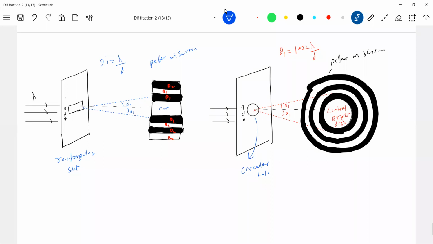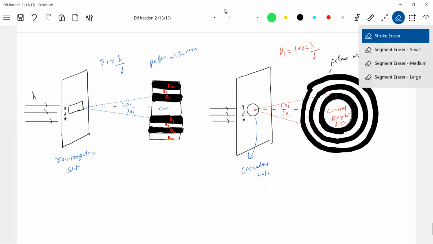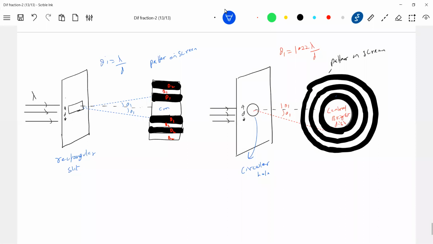So look at the first minima. This is nothing but the radius of the central bright disk. We can also take it that way. I didn't draw it properly, it should come till here. This is also called the central bright disk. So now there's a pattern.